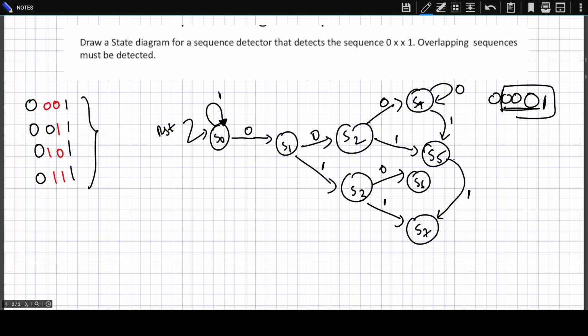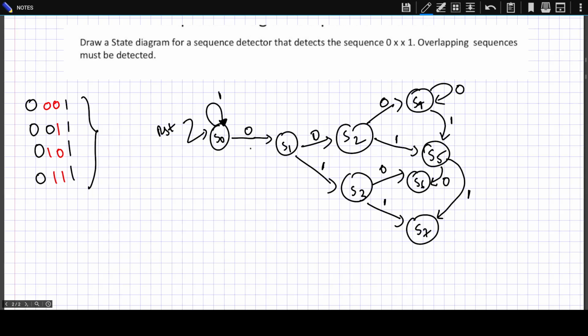Okay, similar is the case with S5. If you get a 1, go to S7 to match the pattern 0 1 1, an overlapping sequence. If it gets a 0 while in state S5, what will it get? 0 1 0 0 1. S5 matches the pattern 0 1 1. If it gets a 0, what would it match? 0 1 0. What is the state where it matches 0 1 0? State S6. So when the FSM is at state S5 and it gets a 0, go to state S6.